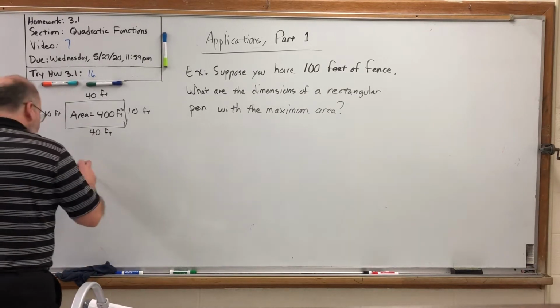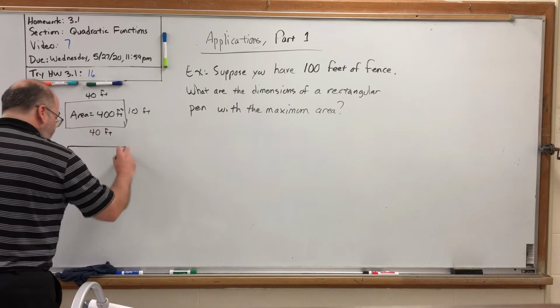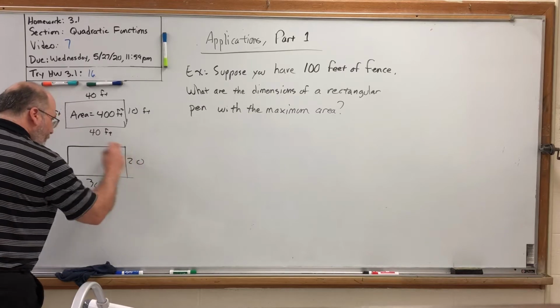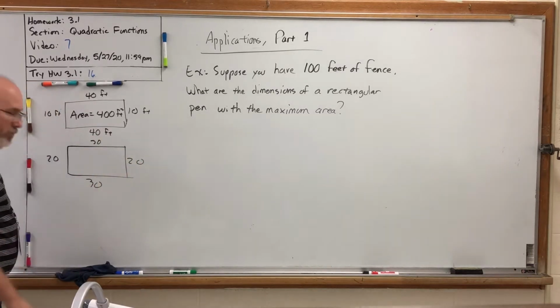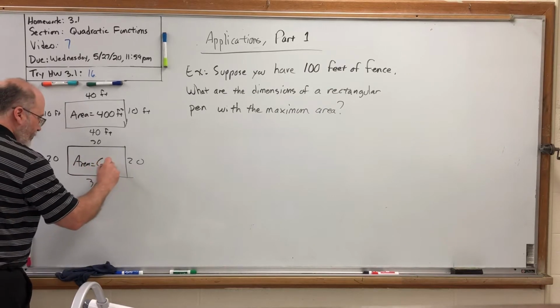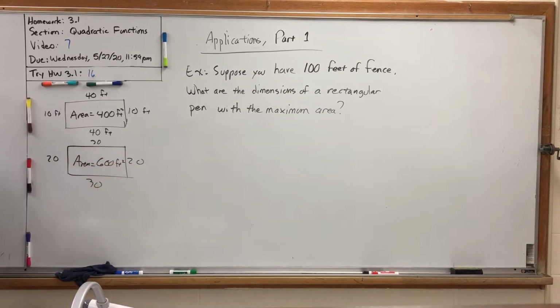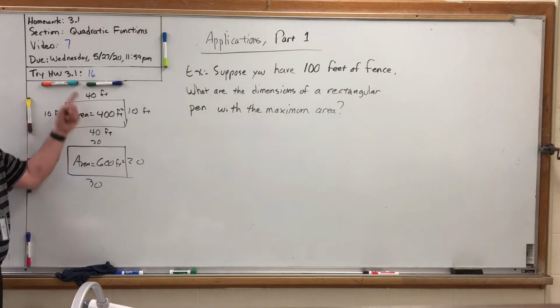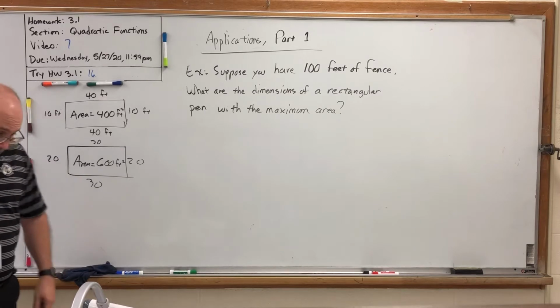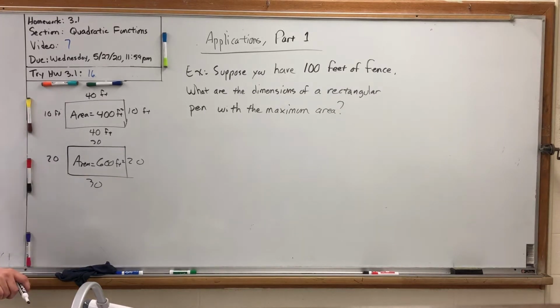What if we made it 30 by 20, 20, 30, 20, 30, that adds up to 100. But what's the area of this one? 20 times 30 is 600. Wow. By shaving 10 feet off of the long sides and adding them to the short sides, we picked up an extra 200 square feet. But how big can we make that area? What does your intuition say?